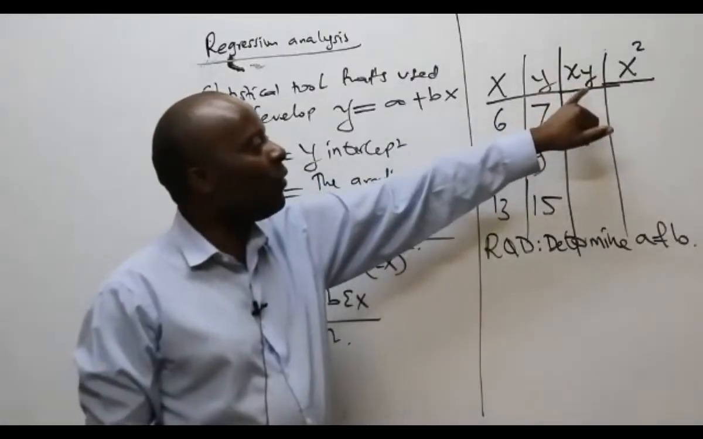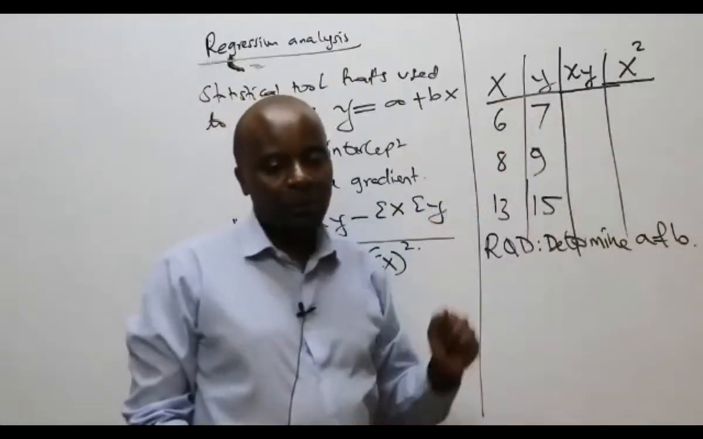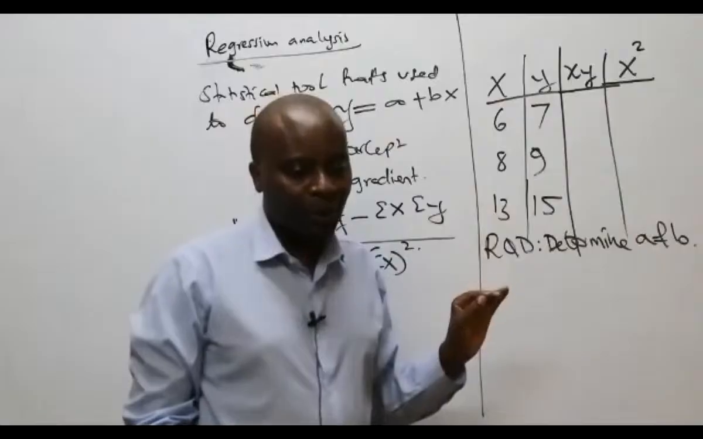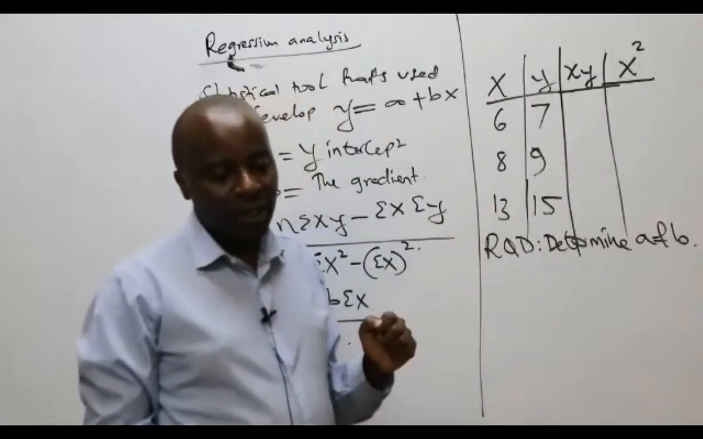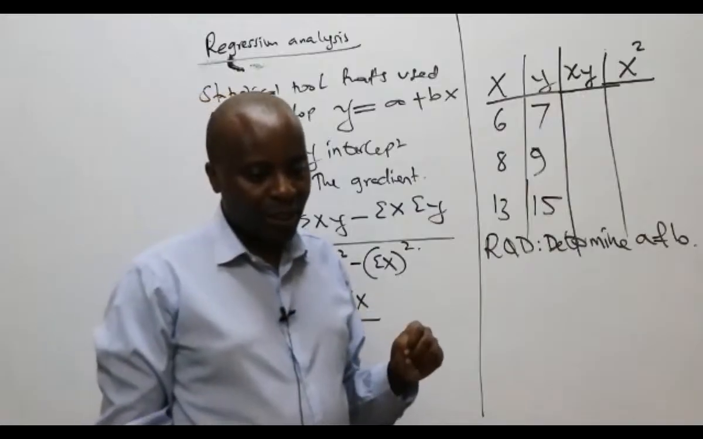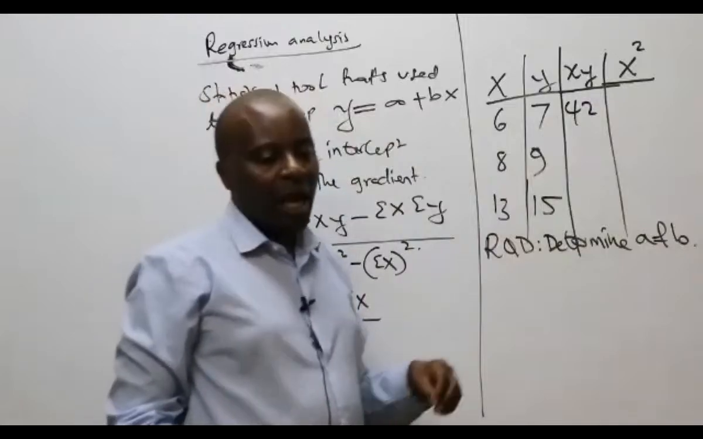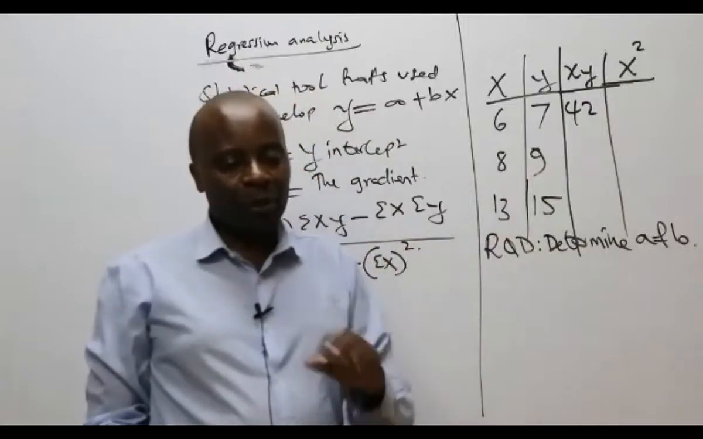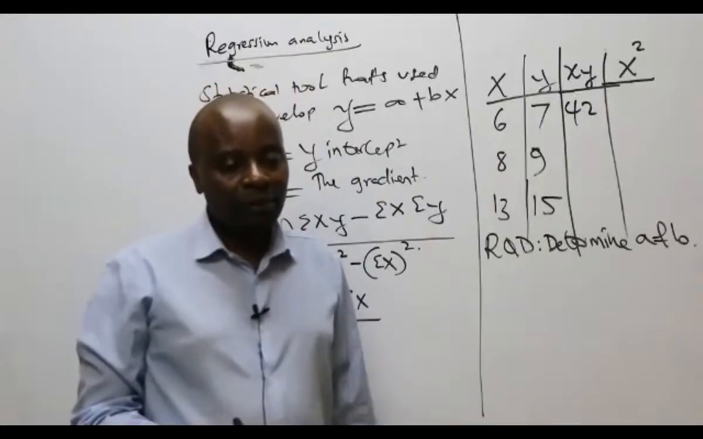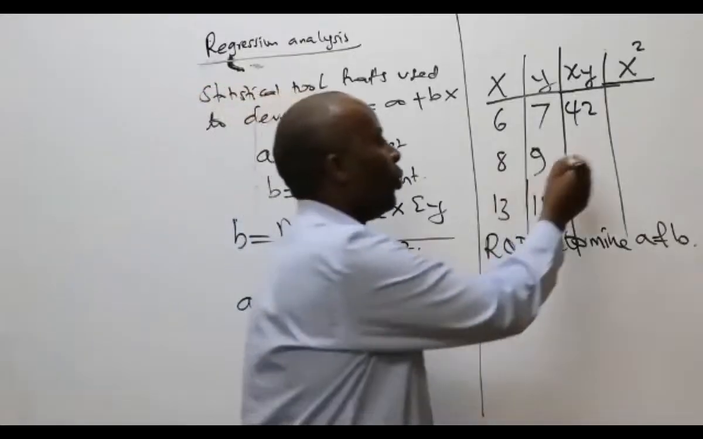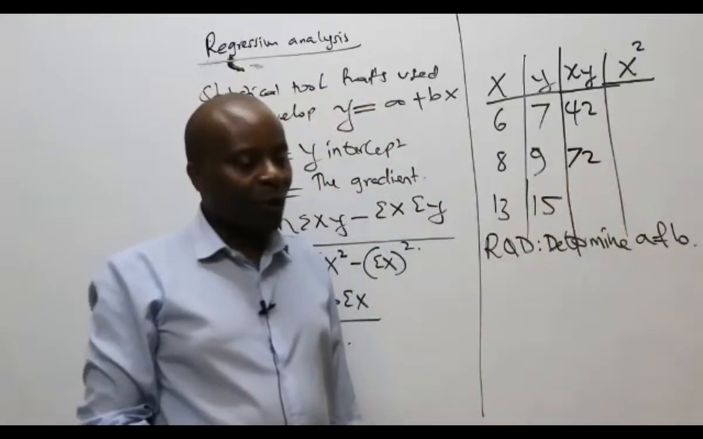So I need the column of xy first. What is 6 times 7? Somebody give me the multiples. 42. How about 8 times 9? I know the multiples, but I would want really you guys to be engaged in this. 72.